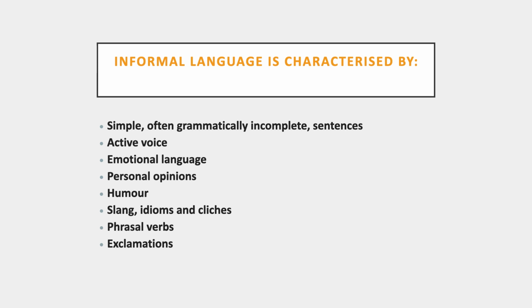Informal language is characterized by simple, often grammatically incomplete sentences. While comparing with formal language, it is simple. It is not necessary to use grammatically correct, complete sentences. Active voice, emotional language, personal opinions. As a personal type of communication, you can see personal opinions, humor, slang, idioms and cliches, phrasal verbs, exclamations.